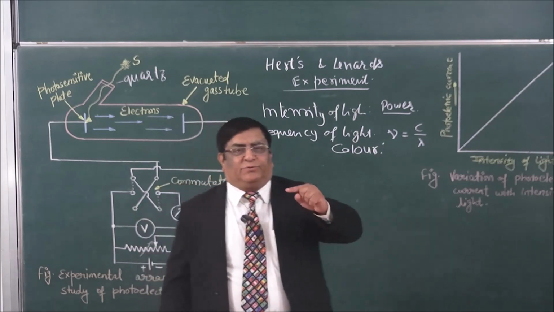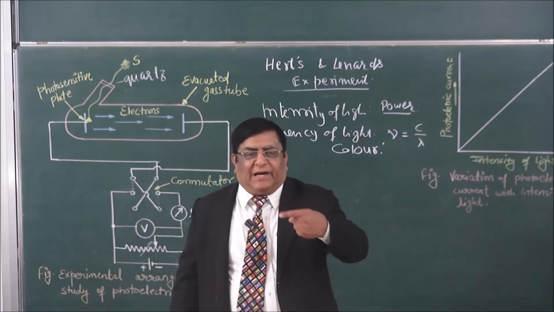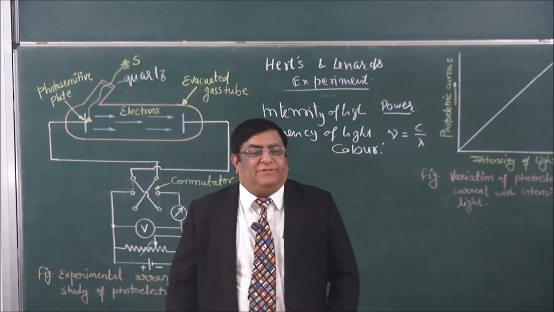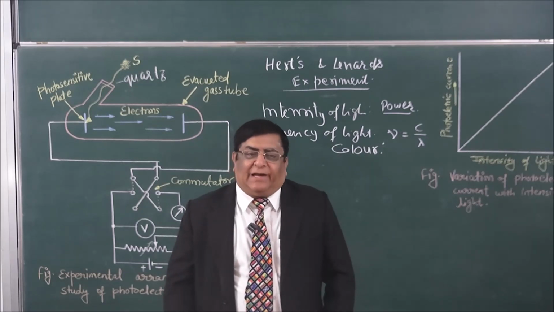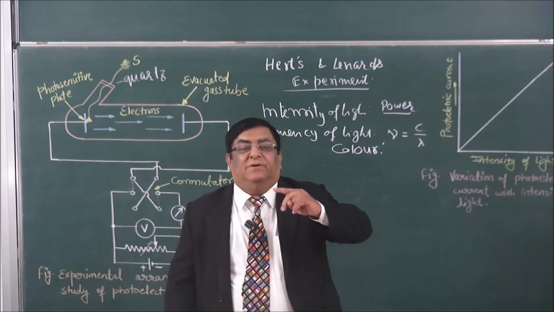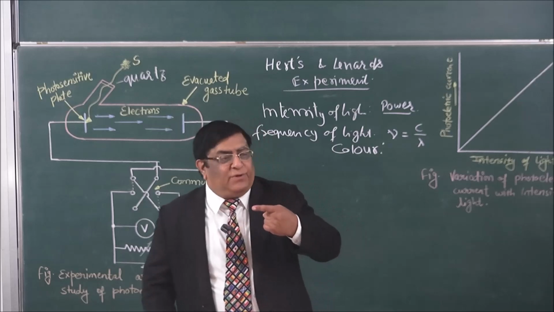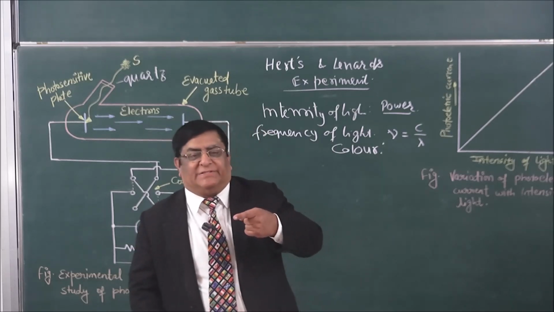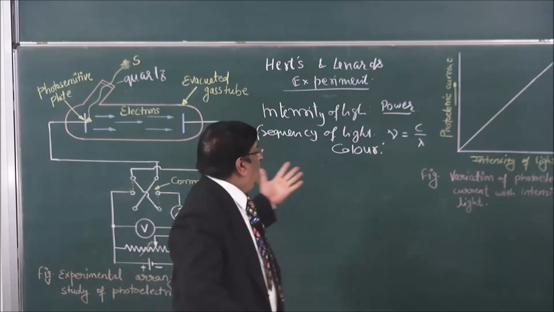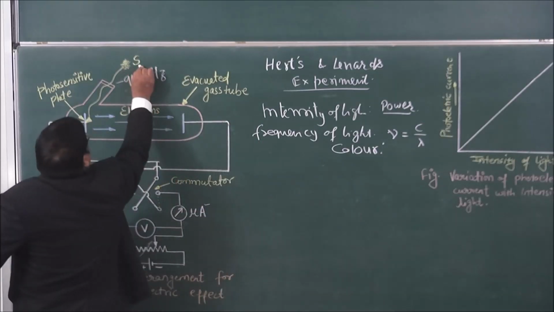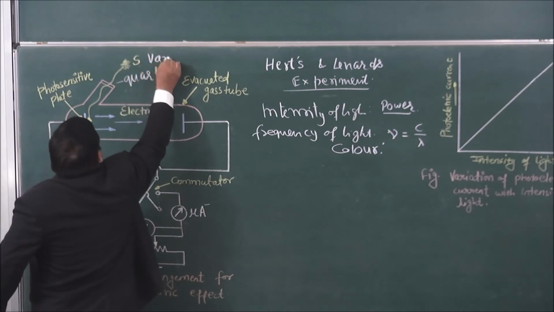So if I put yellow light first and then I put blue light, what have I done? I have changed the frequency of light and I have used a larger frequency, because blue has a larger frequency compared to yellow. Okay, that is the frequency of light. So here this source is variable.